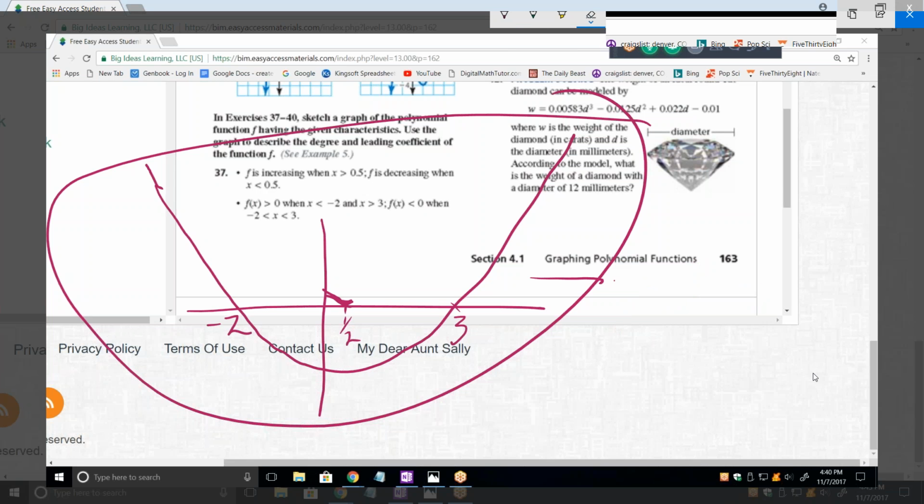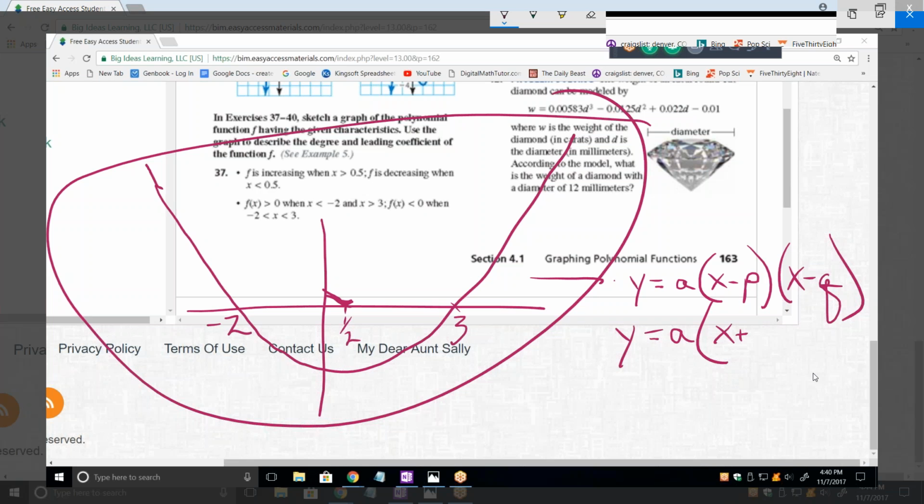Okay. And I'd want to use x-intercept format. In other words, if I use x-intercept format, that's this format, x minus p times x minus q. Right? And I can see the x-intercepts. So I've got A times x plus 2 times x minus 3. There's the equation. Unfortunately, I can't really figure out A, or can I? No, I can't. Cannot figure out A. I'll tell you why.